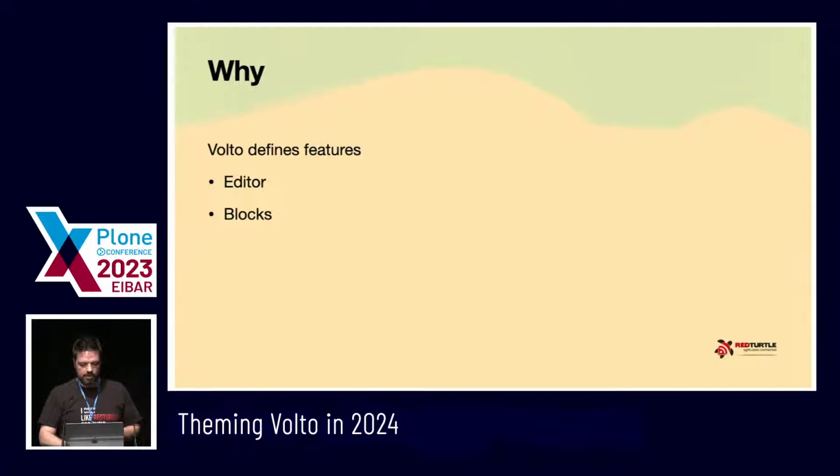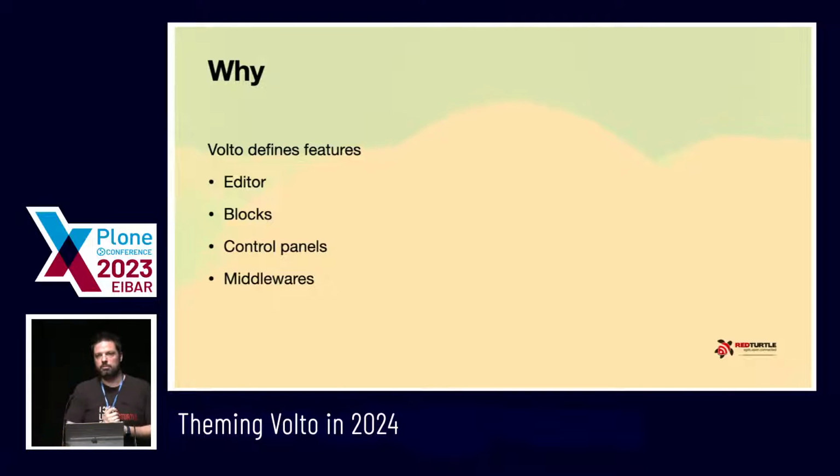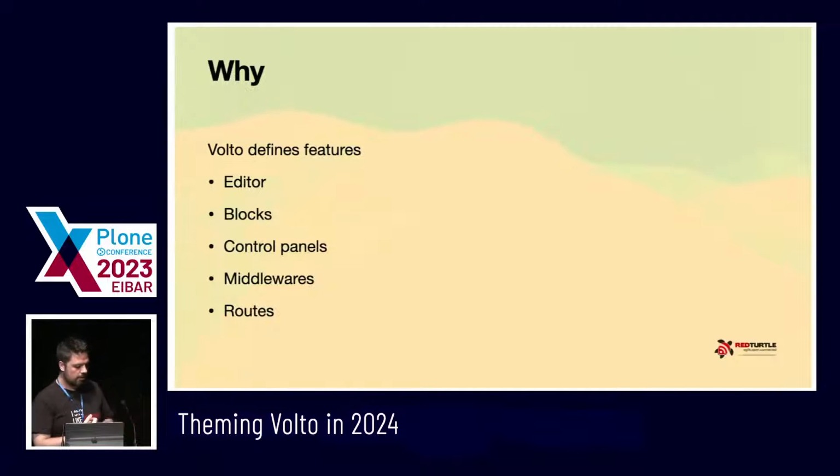But Volto is also adding control panels. Volto is adding middlewares from time to time. And maybe routes. So it's a lot of stuff going on in this front-end code together with theming. And I don't like that. So how can we make that better? So what we asked ourselves, this is not just me, this is something that has been discussed with the other people, with Victor, for example.